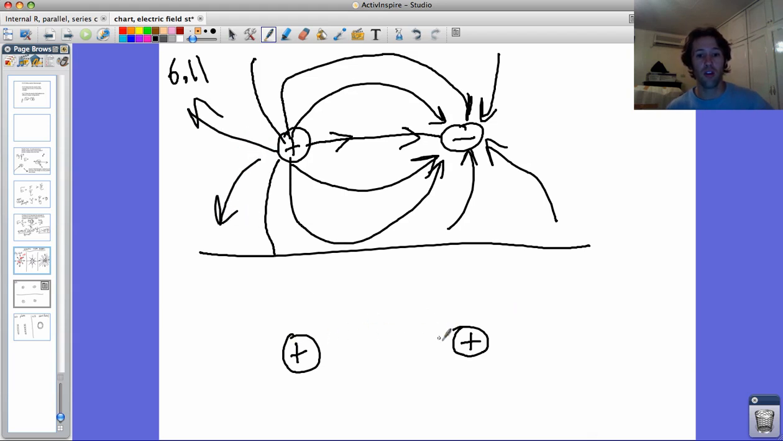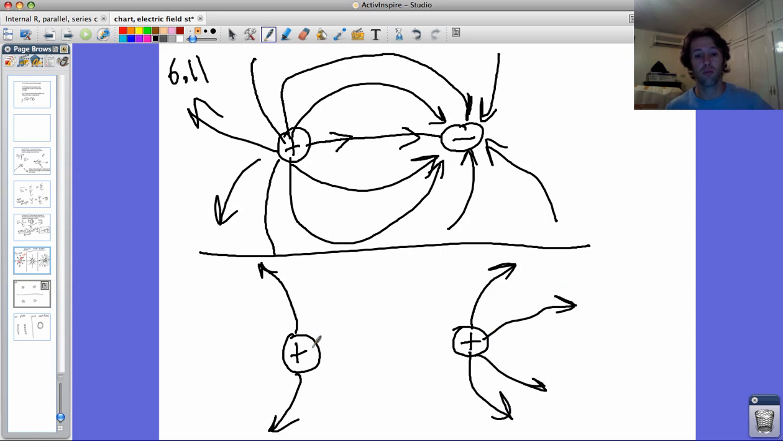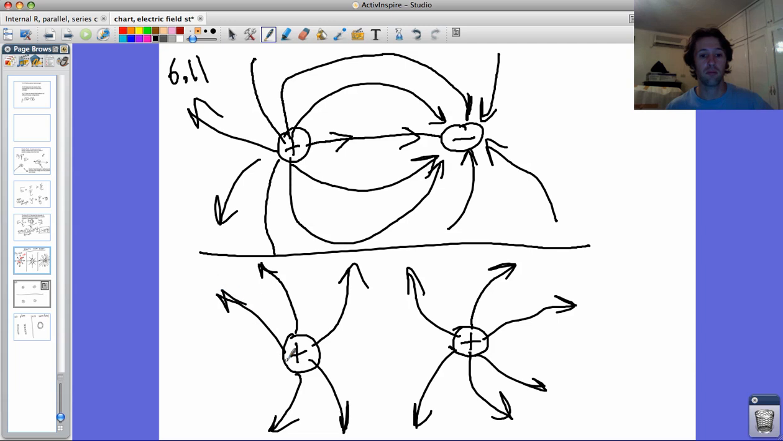And if you had two positives next to each other, these field lines would almost cancel each other out. And so it might start off straight, then bend away. They're all bending away. And here in the middle, you have no field because it's canceling out.